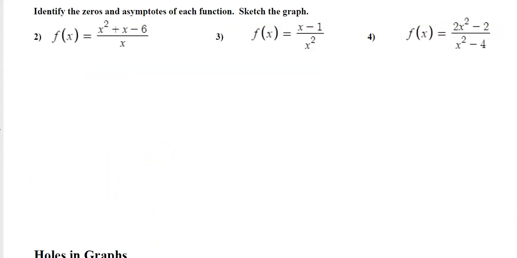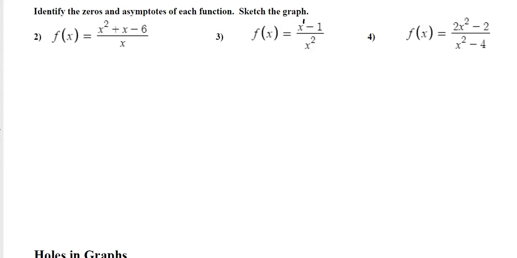All right, so next problem. Right away, I notice that this thing is bottom heavy. I see an x to the first, x squared, so I know it's bottom heavy. So we're going to have another asymptote that we didn't have before. But let's go through it. Let's do it in order. So first thing I want to look at is where are the zeros?